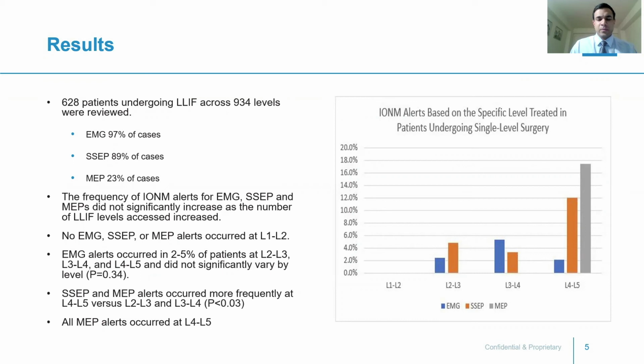No alerts, whether that was EMG, SSEP, or MEP, occurred at L1 or L2. EMG alerts from L2-3, L3-4, and L4-5 were similar in distribution and frequency. However, SSEP and MEP alerts were significantly more frequent at L4-5 versus L2-3 and L3-4, and all MEP alerts occurred at L4-5.